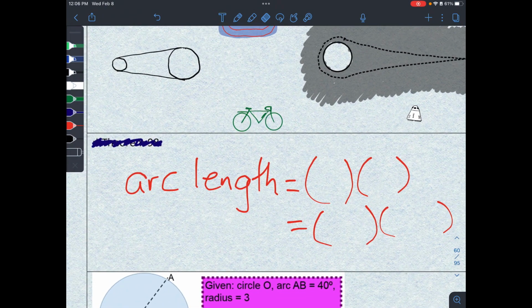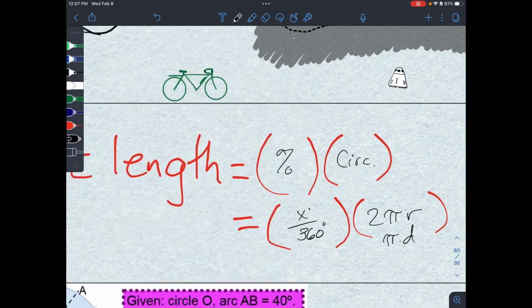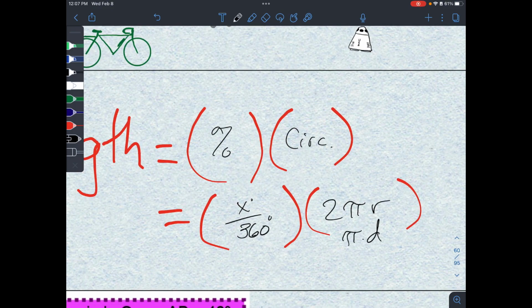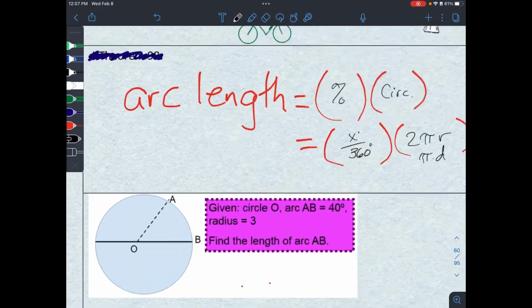We must keep in mind the arc length is a percent times the circumference, aka something over 360 times 2 pi r, or pi times diameter. All sorts of ways to think about that. But know that that is going to be your bread and butter. It's how you get out of sticky scenarios.